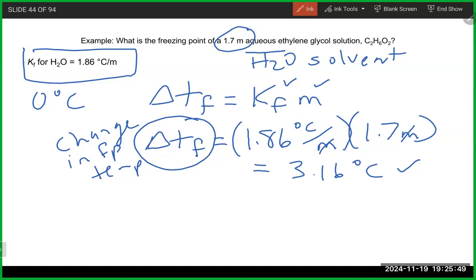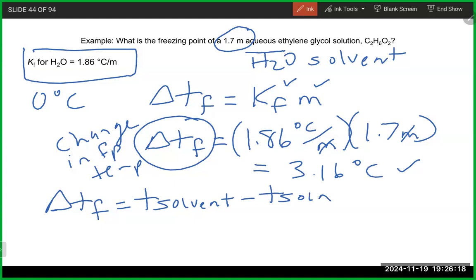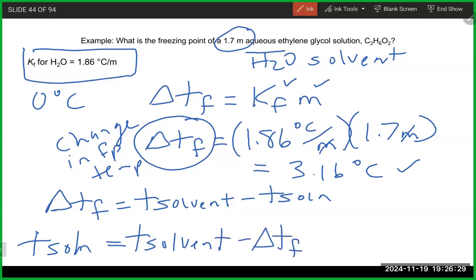So this is where we're talking about solvent minus solution, or solution minus solvent, temperature comes into play. Because this is freezing point depression, that means that the solution will actually freeze at a lower temperature. So our change in freezing point temperature will be the temperature of the solvent where it freezes minus the temperature of the solution. That means if I want the temperature of the solution, it will equal the temperature of the solvent minus the change in freezing point temperature.